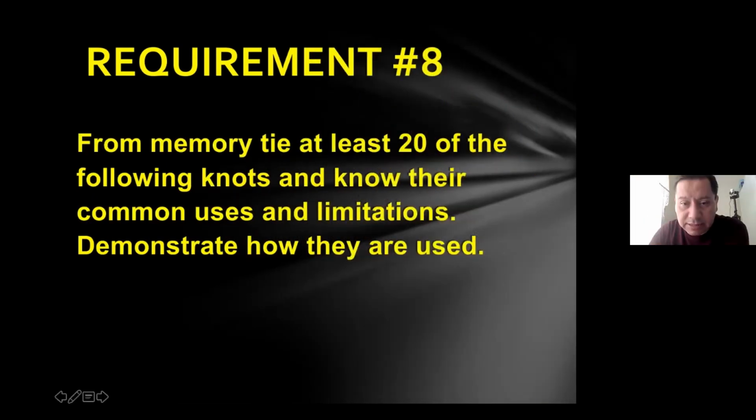Requirement number 8, for those of you who are doing the whole honor, you need to do 20 knots. For those of you who are not doing the full honor, so let's say, for example, you're in friends or companion, not sure which one. I think for friends, you require 10 knots. And for companion or explorer, you require 20 knots or 15 knots. I'm not sure.